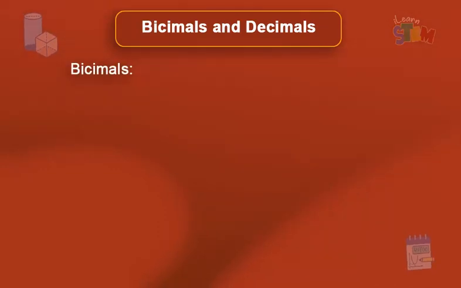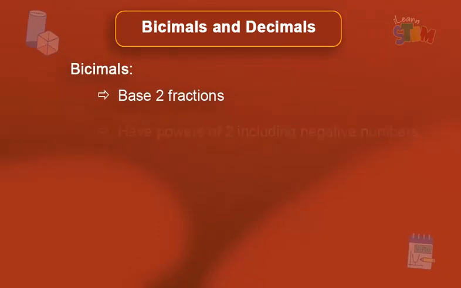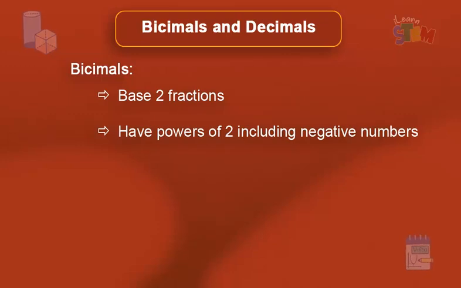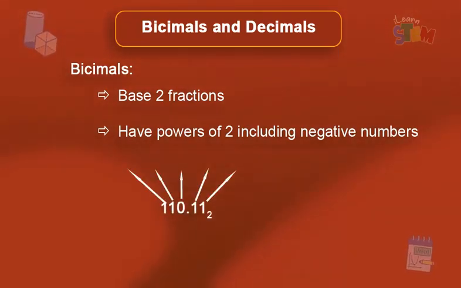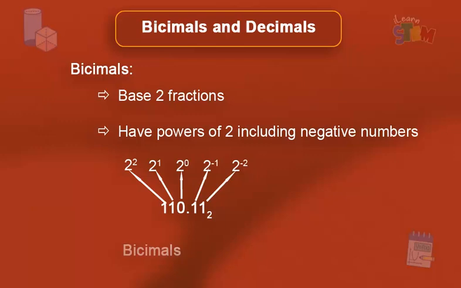Decimals, on the other hand, are base 2 fractions, and their place values have powers of 2, including negative numbers. For example, decimals have numbers such as 2 raised to power 2, 2 raised to power 1, 2 raised to power 0, 2 raised to power minus 1, 2 raised to power minus 2, etc. We can always convert decimals to decimals and vice versa. Let us proceed as we convert decimal numbers to decimals.